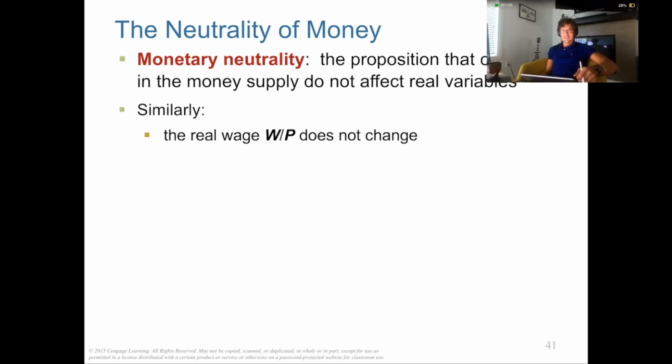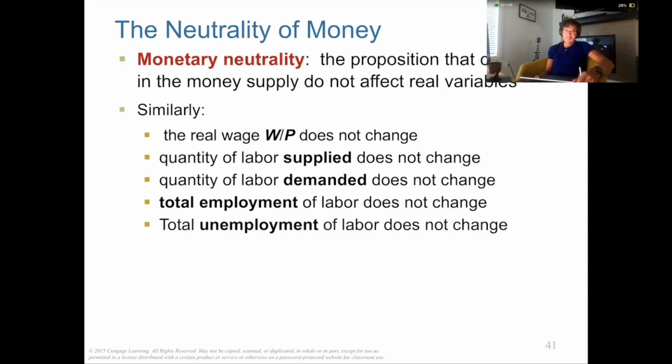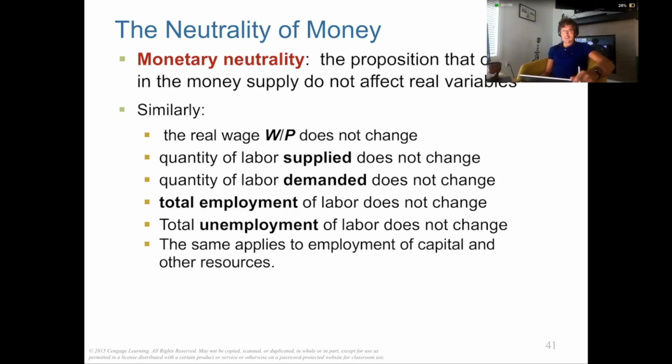So, similarly, the real wage does not change. Quantity of labor supply does not change. Therefore, quantity of labor demand does not change. Therefore, total employment does not change. Therefore, total unemployment does not change. And the same applies to employment of capital and other resources.